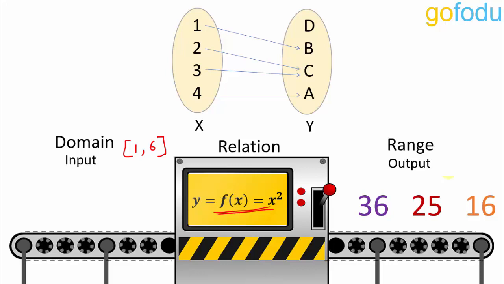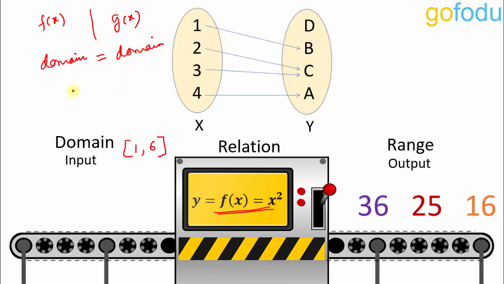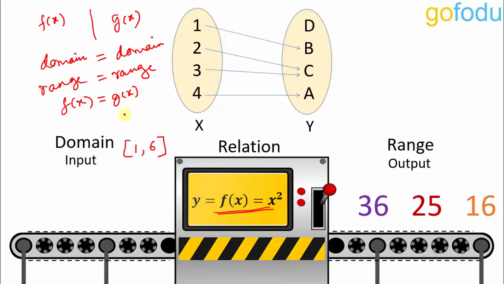Now, let's say there are two functions, f of x and g of x, which have their domains equal: domain of f of x is equal to domain of g of x, and their ranges are also equal: range of f of x is equal to range of g of x. And f of x is equal to g of x for all x that belongs to the domain. If these three are true, then the two functions f and g are said to be equal. That's the condition for equality of two functions.